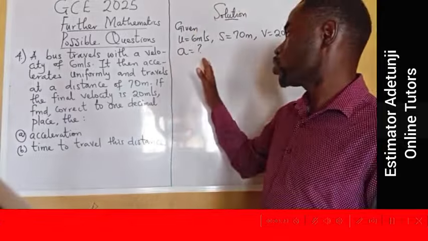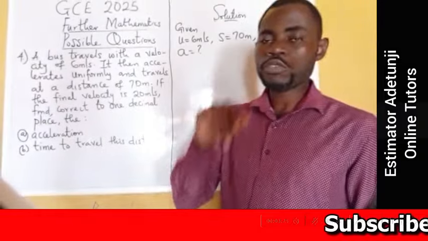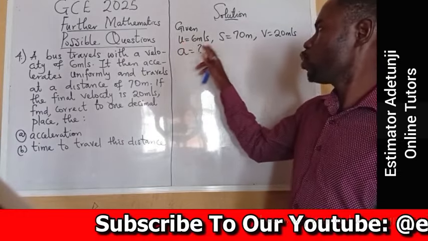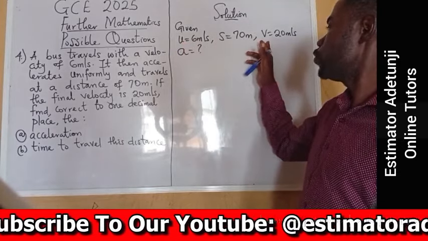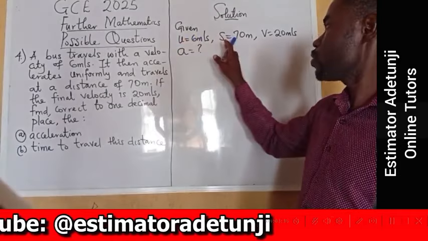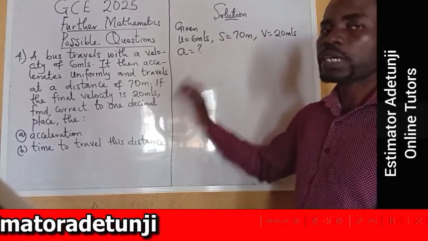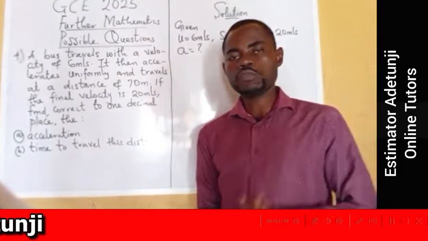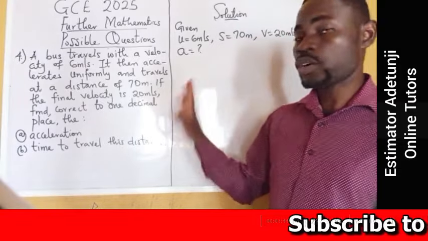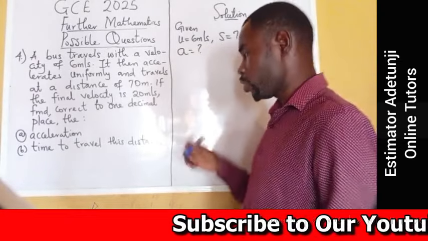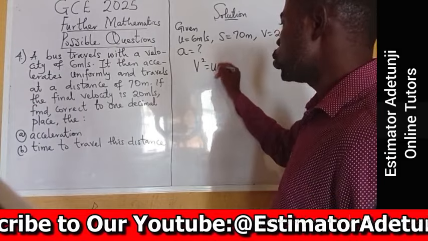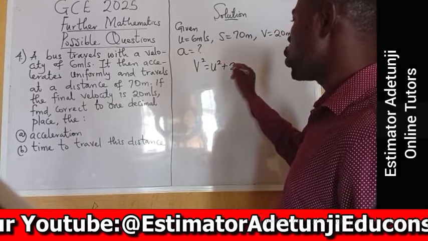But in this question, which of the 4 are we going to use to solve the problem? We are given u, we are given s, we are given v, and we are given a. So out of the 4 equations of motion, which one contains all these 4 parameters? If you check very well, we are going to use the one that says v squared equals u squared plus 2as.